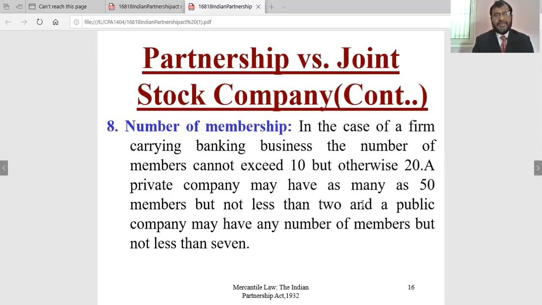Eighth, we will compare the number of membership. In case of a firm carrying on banking business, the number of members cannot exceed 10, but otherwise 20. A private company may have as many as 50 members, but not less than 2. And a public company may have any number of members, but not less than 7. Public company can have an unlimited number of members, but it should not be lesser than 7. Private company is limited to 50.